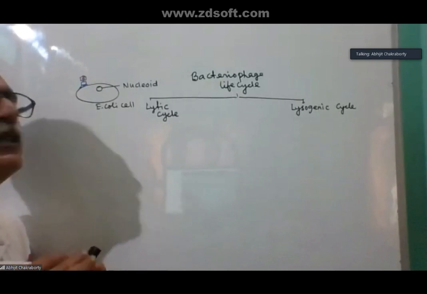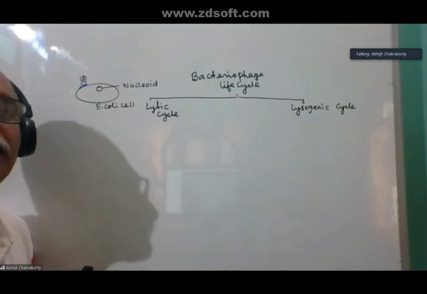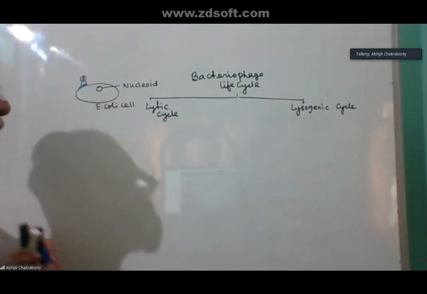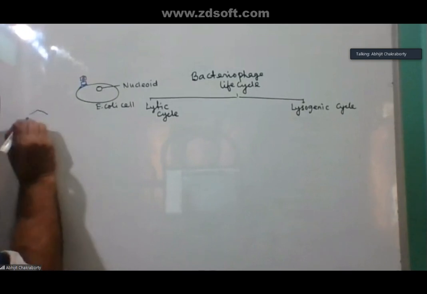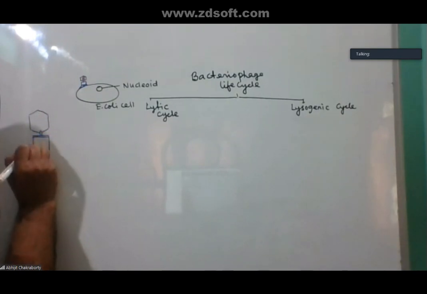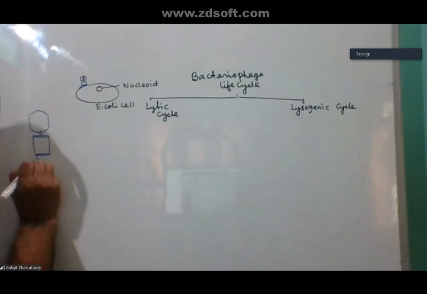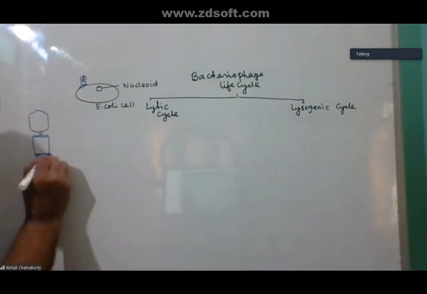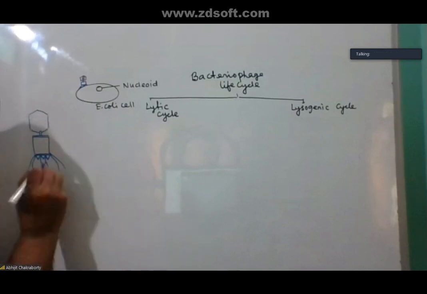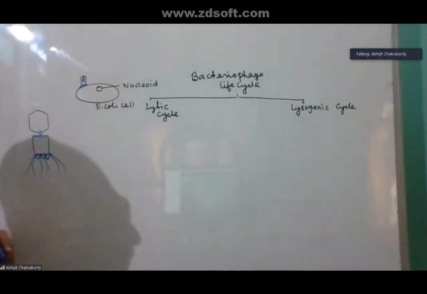Bacteriophage first sits on the wall with the help of its spikes and tail fibers. You know the structure of bacteriophage, they have the spikes and tail fibers like these. They are the spikes and they are the tail fibers. So the spike actually sits on it and the tail fiber is wrapping around the bacteria.